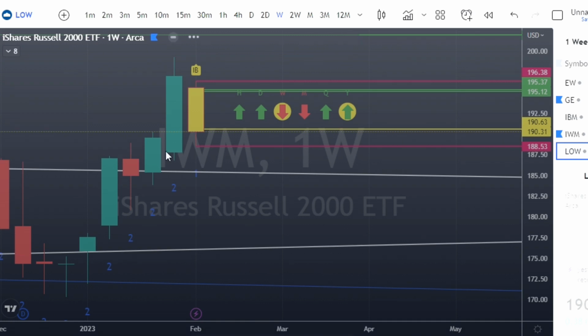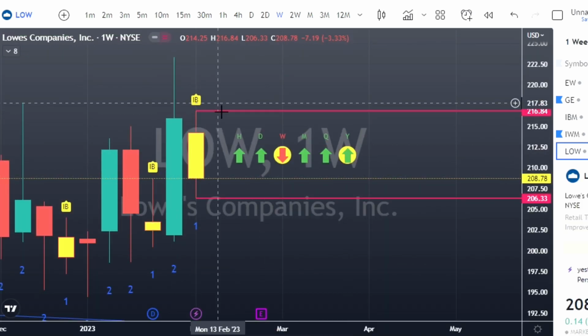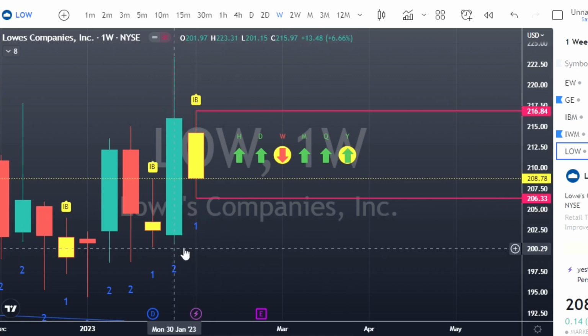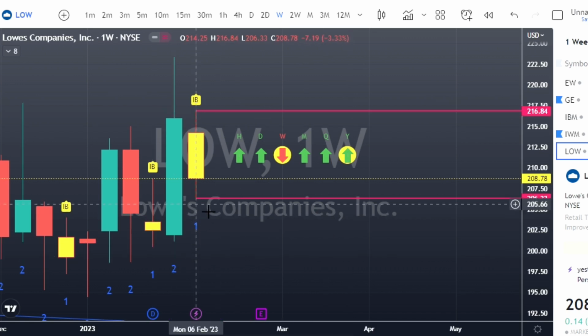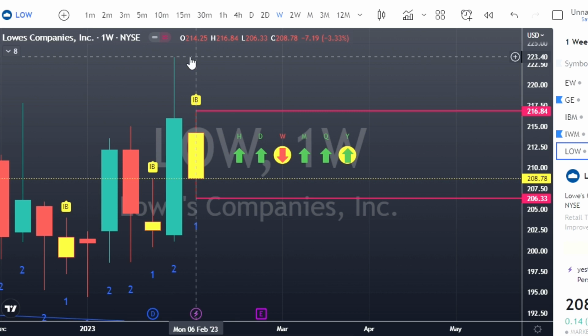Lowe's, construction company, Lowe's Company Inc., inside bar. Calls 216.84, puts 206.33. Good magnitude, meaning good room to move from like 206 all the way down to 201, or 216.84 all the way up to 223.40. Good magnitude on Lowe's. That's a good inside bar setup.